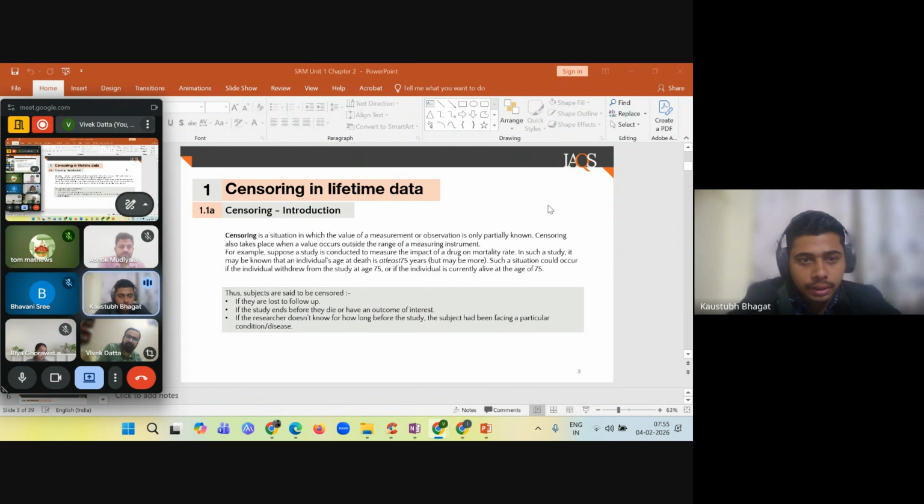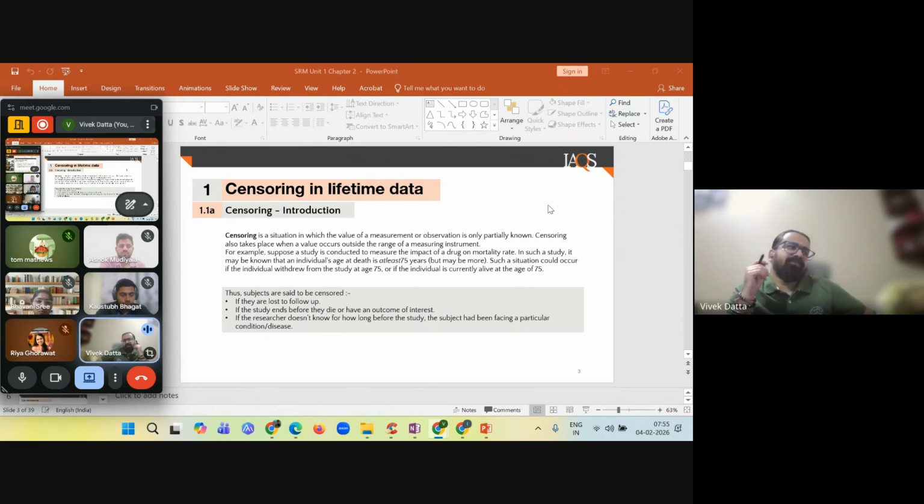Censoring is a situation in which the value of a measurement or observation is only partially known. Censoring also takes place when a value occurs outside the range of a measuring instrument. For example, suppose a study is conducted to measure the impact of a drug on mortality rate. In such a study, it may be known that an individual's age at death is at least 75 years, but may be more. Such a situation could occur if the individual withdrew from the study at age 75, or if the individual is currently alive at the age of 75.